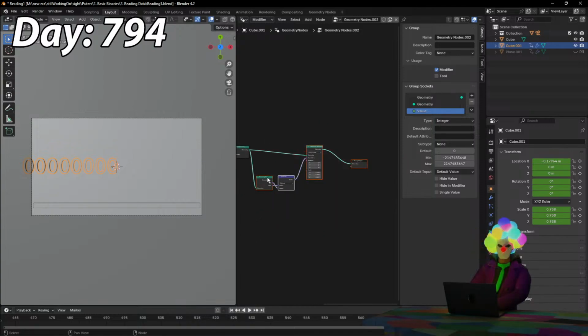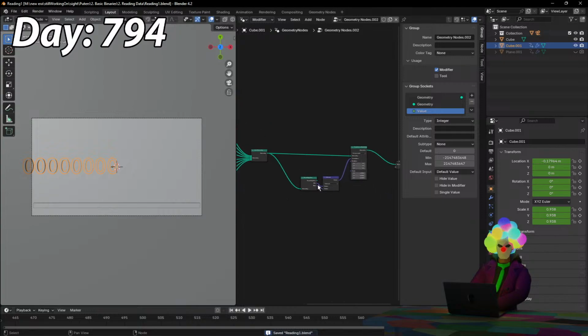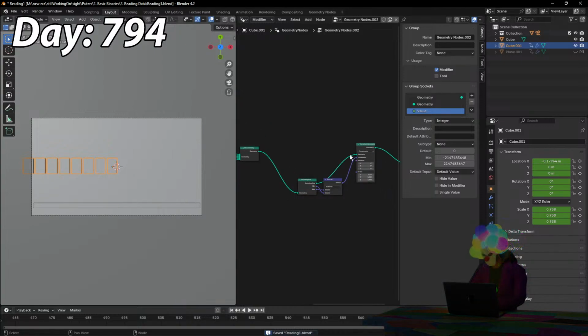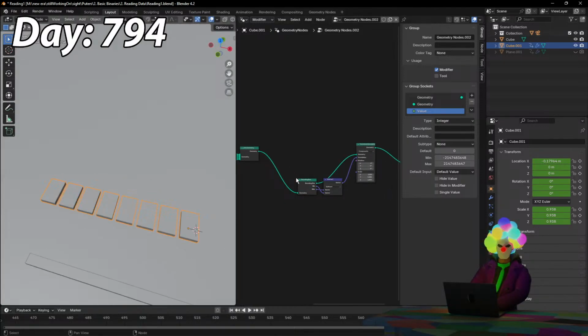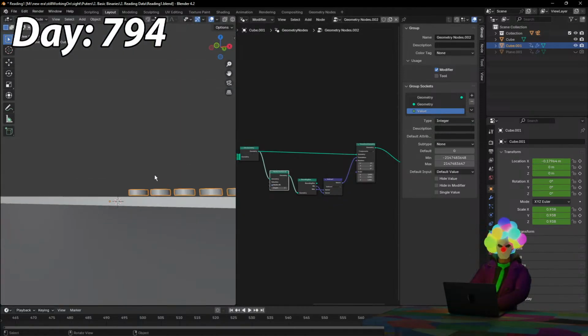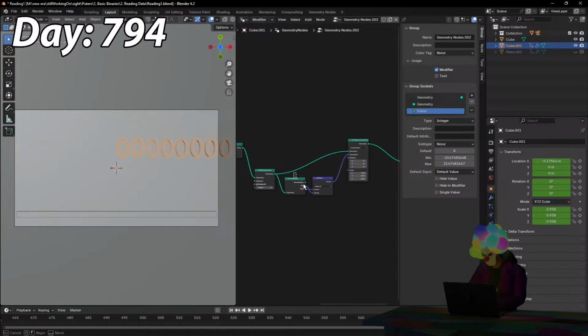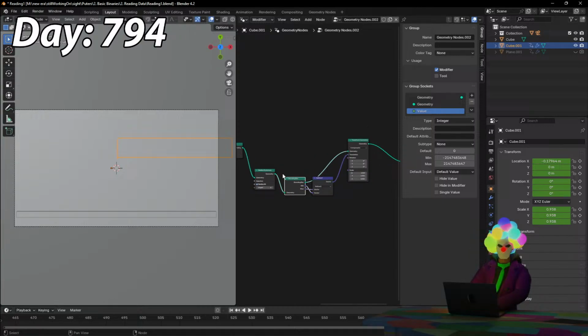Did I do it incorrectly? Oh, it's doing bounding boxes separately, is it now? It is. That's great. Yeah, not what I want. Realize. Okay, that's kind of more like it. Bounding box. Neat.